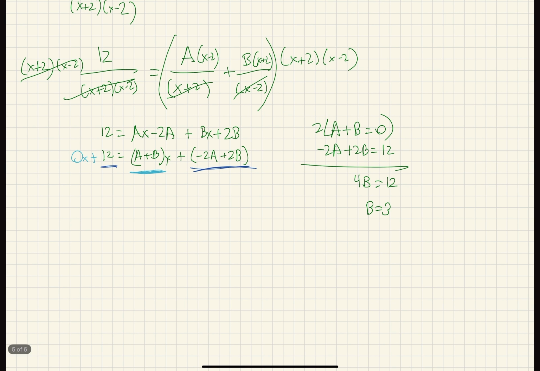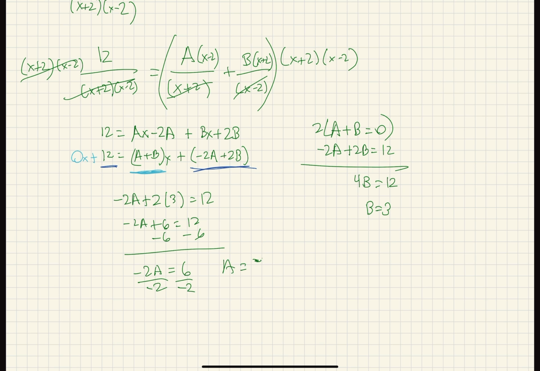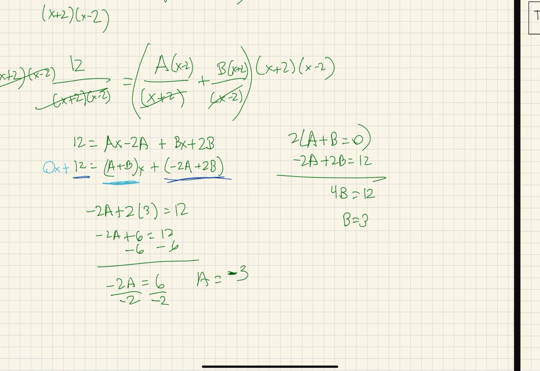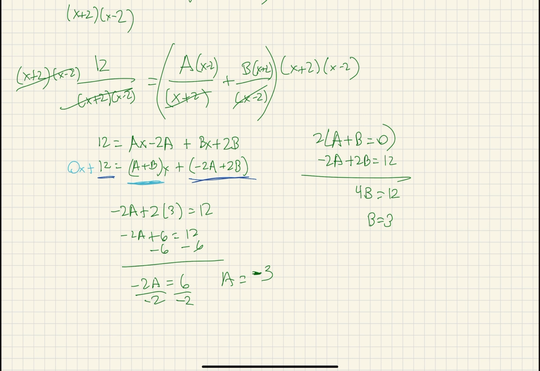And now we'll just plug it back in, unless you really want to solve the equation again, but I really don't want to. So 2A plus 2B, now B equals 3, so 2 times 3 equals 6. 2A plus 6 equals 12, so just move it to the other side or subtract it. We get negative 2A equals 6, and then we divide by negative 2, and A turns out to be negative 3. And this checks out because negative 3 plus 3 equals 0. So the first equation of the system checks out.